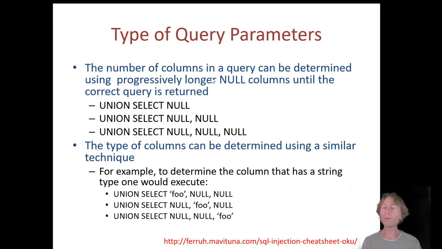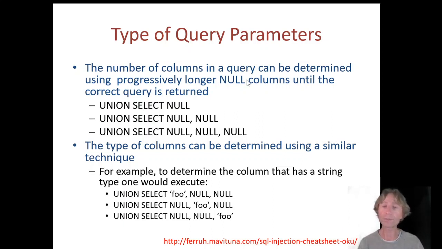Now, if this is vulnerable, we want to go further. We want to find out what exactly is in this table. How many values are there in this table, and what are the types of these values? For instance, you can probe for the number of columns in a query by using progressively longer null columns until you get the right results.